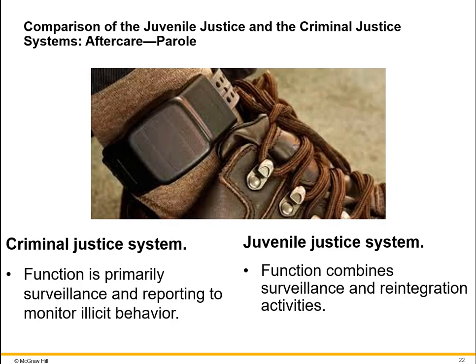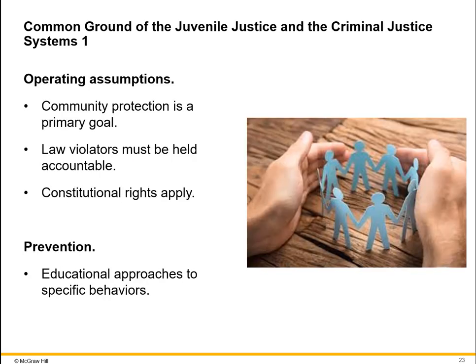When we discuss aftercare and parole, we're looking to reintroduce these people to the community. Juvenile justice combines surveillance and reintegration; in criminal justice, the primary purpose is to surveil and report illicit behavior. Some assumptions we operate with are the need to protect the community, hold people accountable, and ensure we do not violate constitutional rights. In juvenile justice, we use an educational approach to change specific behaviors.